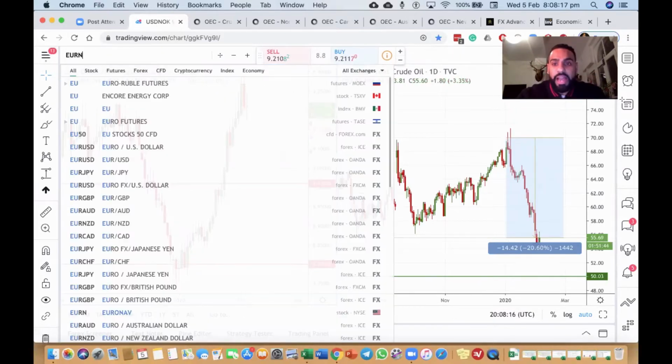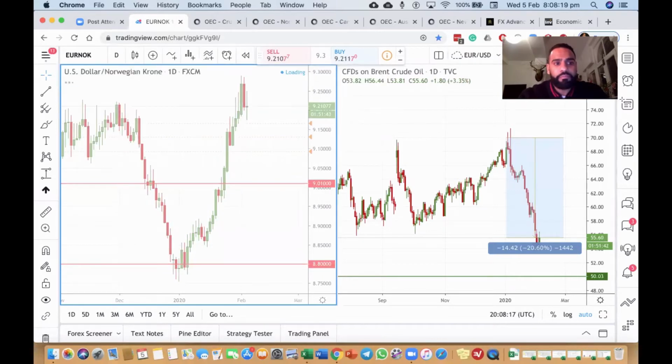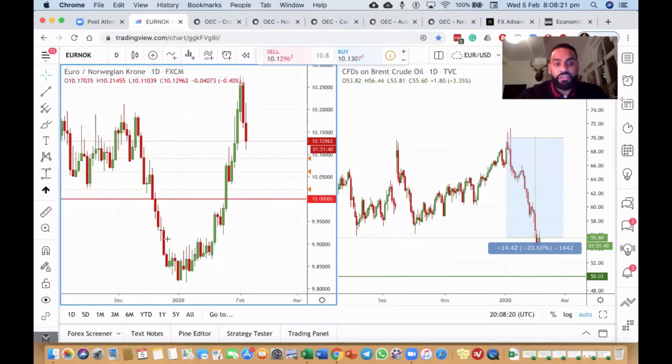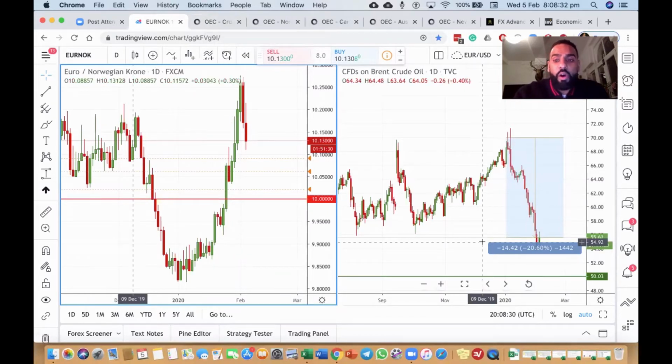And we also have the euro gaining strength against the Norwegian krona as oil prices are falling. So it's very important to understand that at this moment in time, whilst the oil price is low, the Norwegian krona gets hit by this lower oil price.